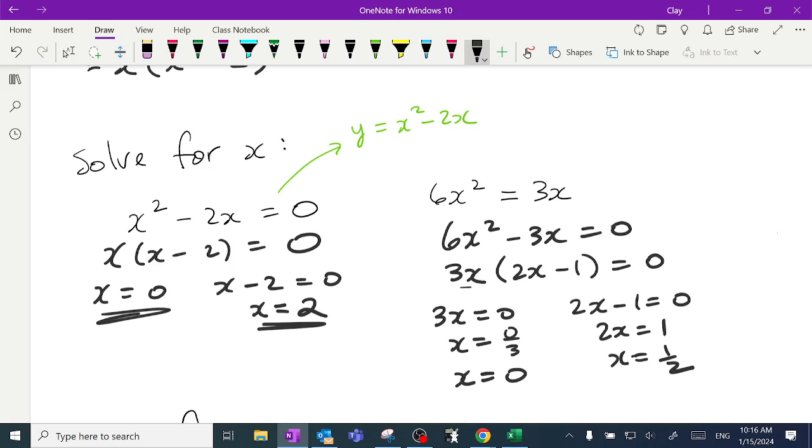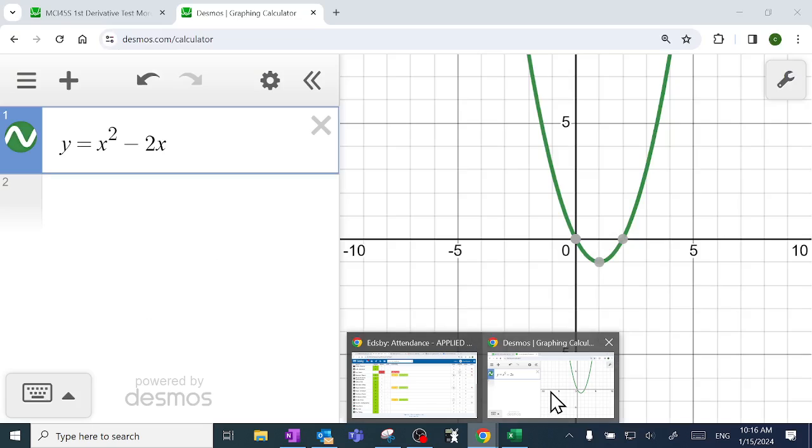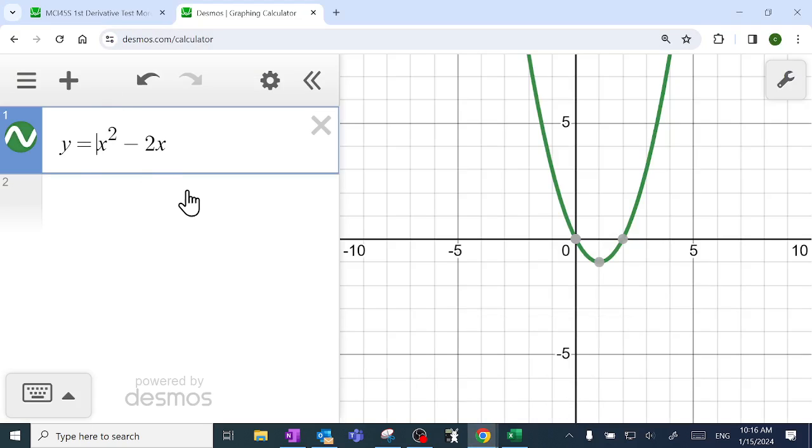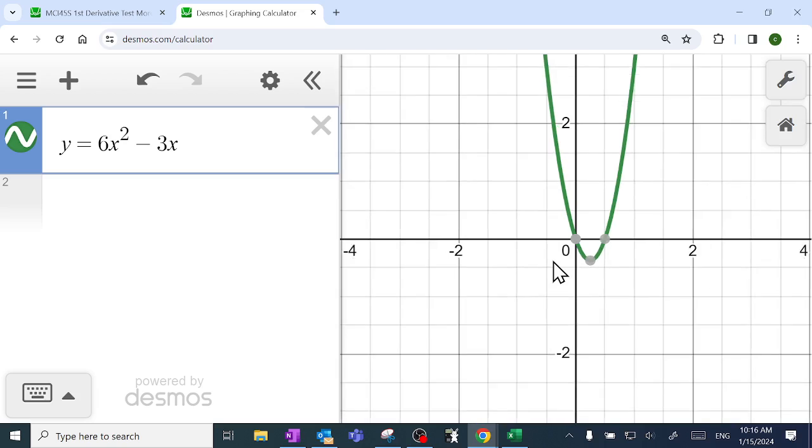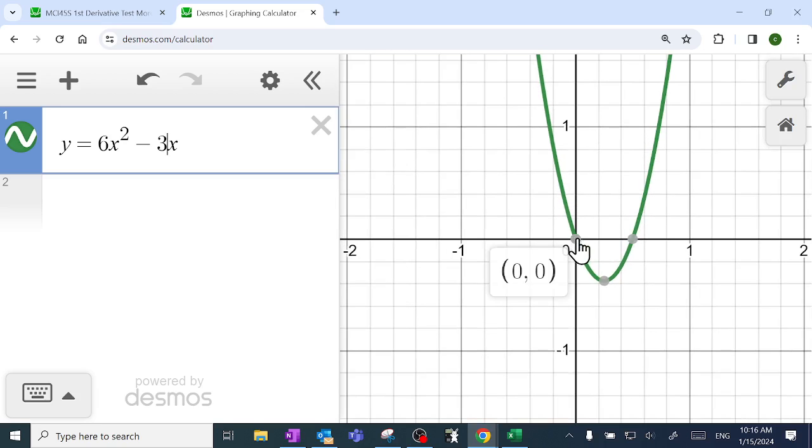So again, using my Desmos, if y had equaled 6x squared minus 3x, I should get x-intercepts at 0 and a half. Let's see if that's true. So 6x squared minus 3x. Yep, I'm going to have to zoom in a little perhaps, but my x-intercepts are 0 and a half. Yep, it works.